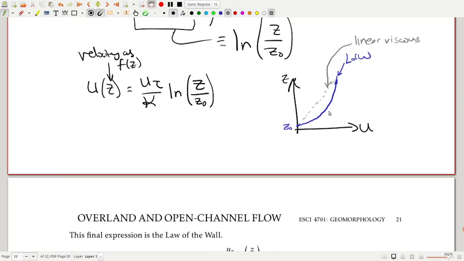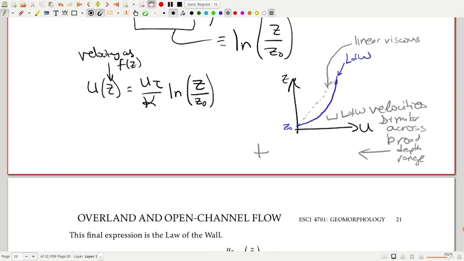And you might notice that there's a big depth range in which velocities are very similar. So with the law of the wall, velocities are similar across a broad depth range. And what's the reason for this? This gets back to what we've been talking about this whole time. It's turbulent mixing.